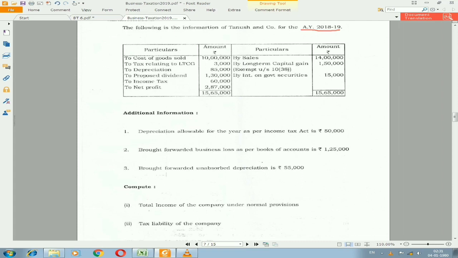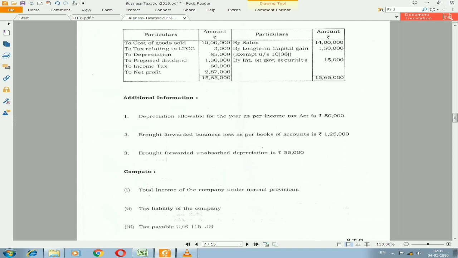This is the illustration which was asked in the 2019 question paper. So you need to change the assessment year here to 2019-20. In the illustration, on the debit side they have given cost of goods sold, tax relating to long-term capital gain, depreciation, proposed dividend, income tax, and net profit. On the credit side, sales, long-term capital gain, which they have said is exempt under section 10(38), then interest on government securities.